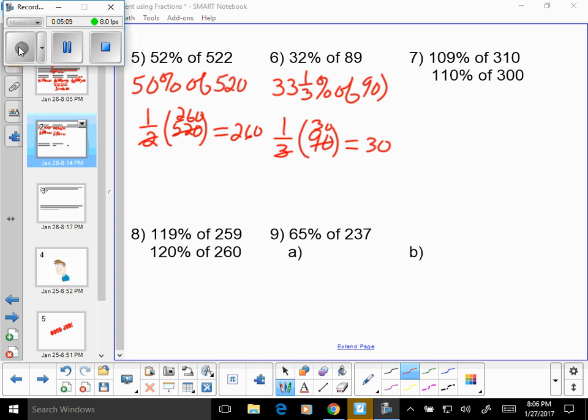I like to work with 33 and a third quite easily. So I see 32 closer to 33 and a third than I do to 30.